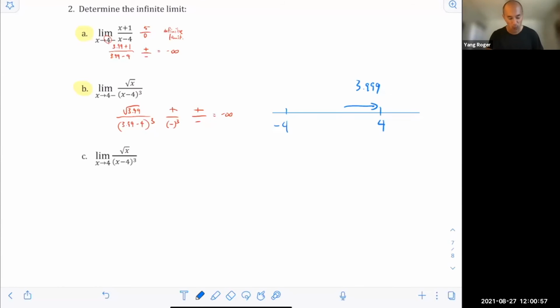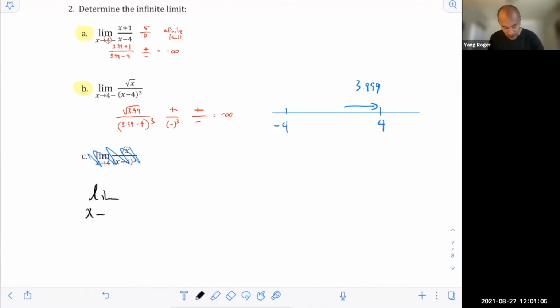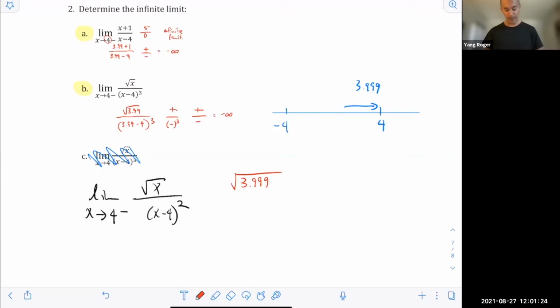All right, I'm going to keep you over for 1 minute. I'm going to modify this guy. I'm going to change this guy to be the limit as x goes to 4 from the negative side of square root of x over x minus 4 squared. Let's take a look at this. I plug in 3.999 on the top. On the bottom, that's going to be 3.999 minus 4 squared.